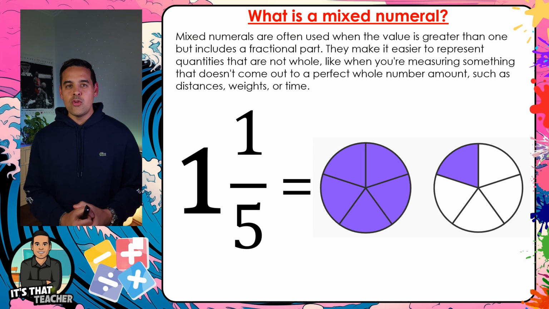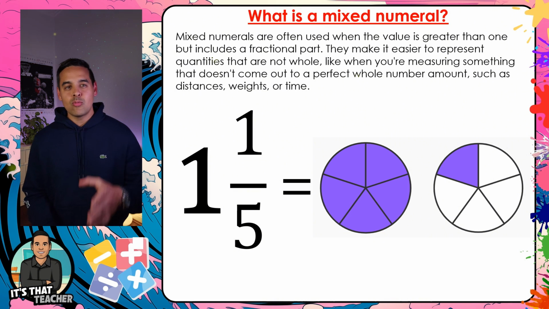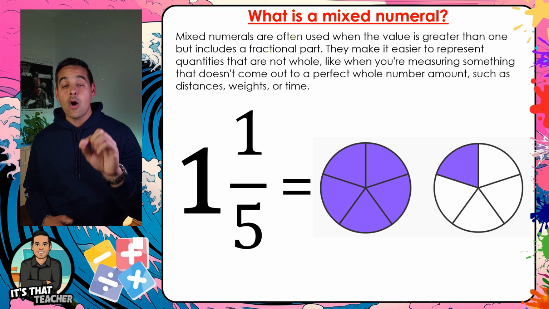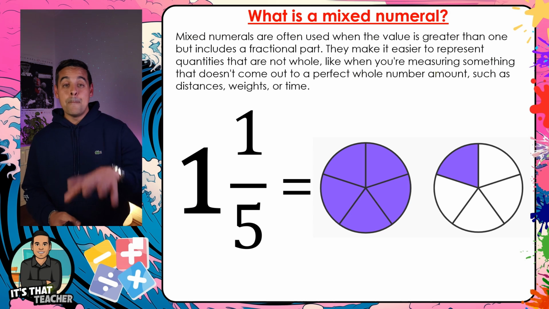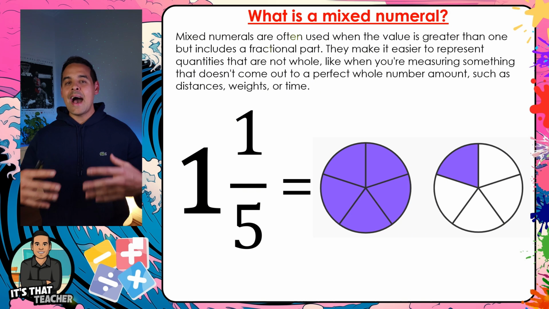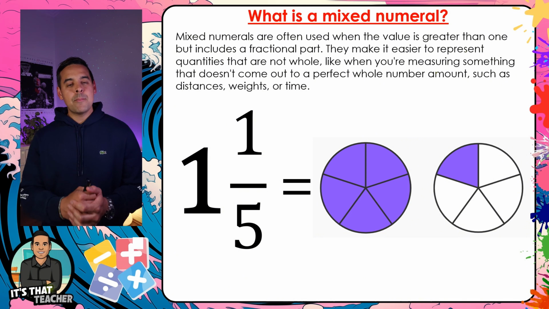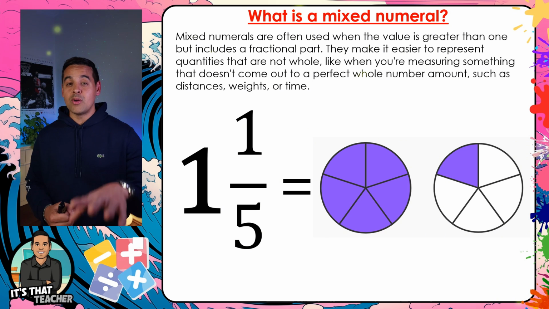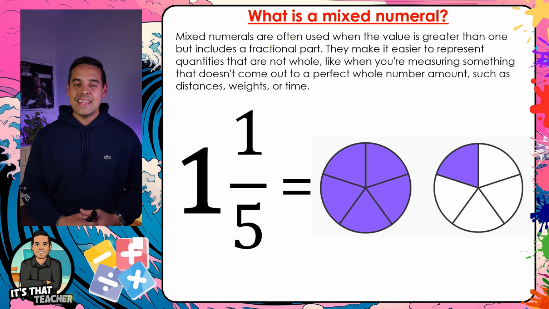Now, mixed numerals are often used when the value is greater than 1 but includes a fractional part. They make it easier to represent quantities that are not whole, like when you're measuring something that doesn't come out to be a perfect whole number. So for example, when you are baking a cake, the recipe may require you to include 1.5 cups of flour. When you are working with time, it might require you to include 2.5 hours in whatever problem you are doing in your math. So as you can see, understanding mixed numerals is extremely important as it is included in a lot of different strands of mathematics.